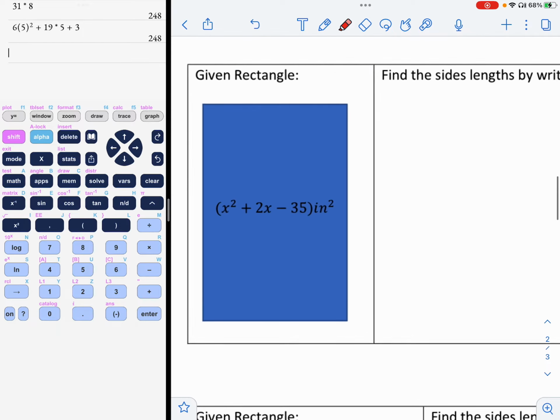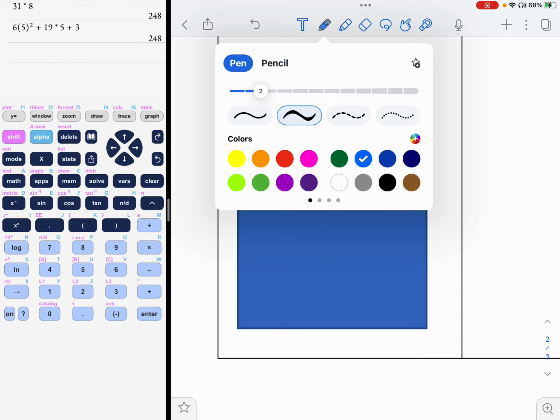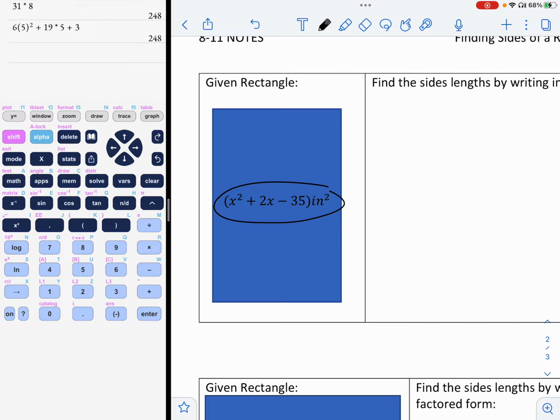All right, given rectangle again. So I have a length and a width. I have this given area. So remember, whatever's inside of here is the area. If I need to find what was here and what was here so that I got that area, I'm going to have to write it as its factors. Like I'm going to have to break it apart. So I'm going to go over here.